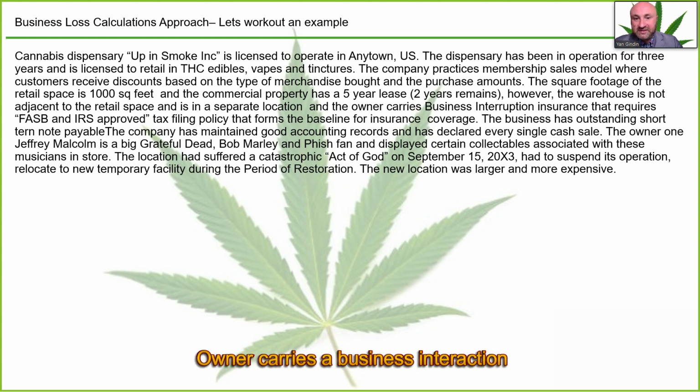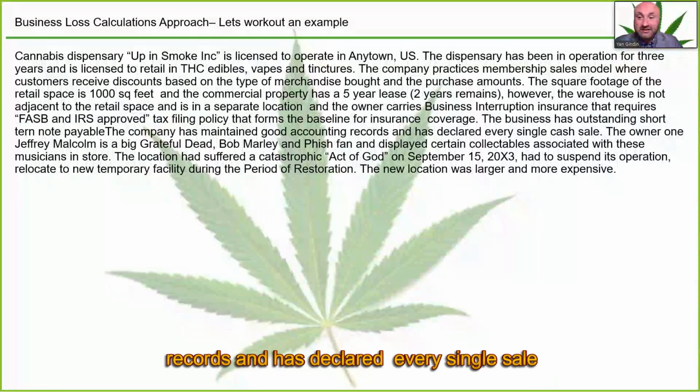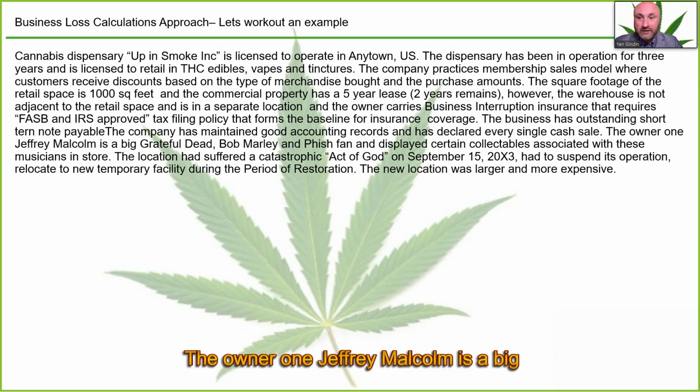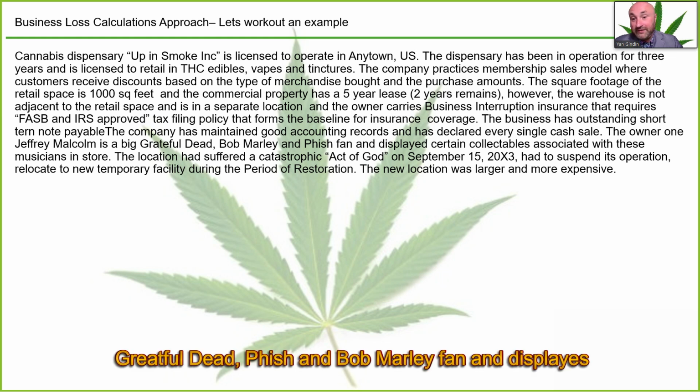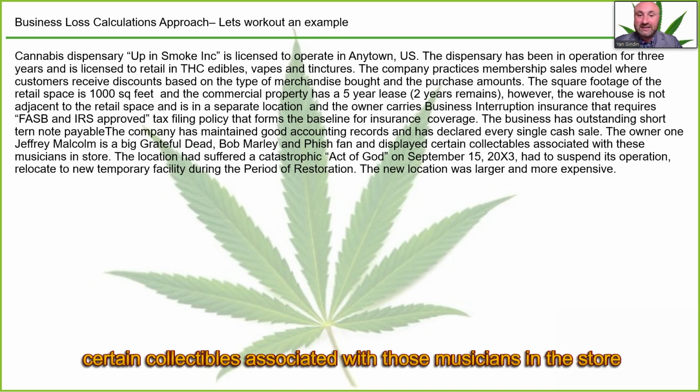The owner carries business interruption insurance that is predicated on an IRS approved and IRS compliant tax filing policy. The business has an outstanding short-term note payable. The company has maintained good accounting records and has declared every single sale. The owner, one Jeffrey Malcolm, is a big Grateful Dead, Bob Marley and Phish fan, and he displays certain collectibles in the store associated with those musicians.